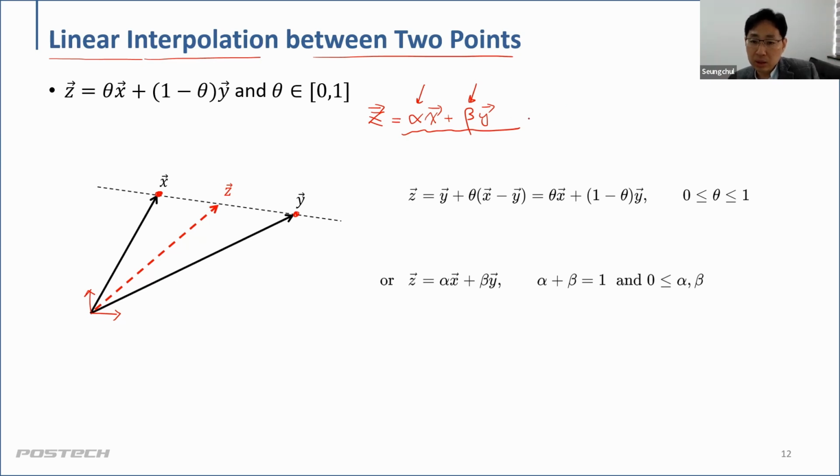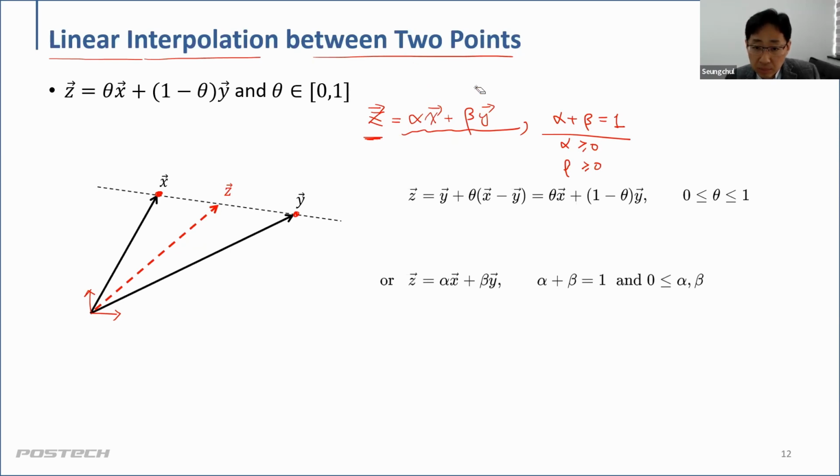And at the same time, maybe I would say like that, if alpha and beta are both positive, and the sum of them is equal to 1. If we have such conditions, then the geometric or physical meaning of z, what's the physical meaning of z?